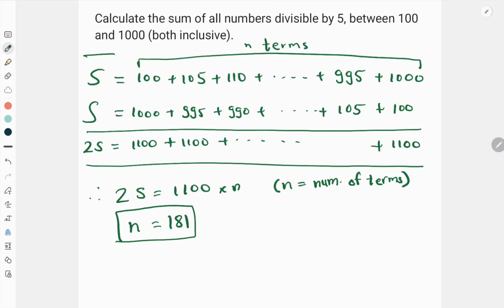Let's see if it is possible to also derive it using another method. So this 100 and 1000, right? I need to find out how many gaps of 5 exist between them, which is going to be 1000 minus 100 divided by 5, which is 900 divided by 5, which is 180. So there are 180 gaps of 5.